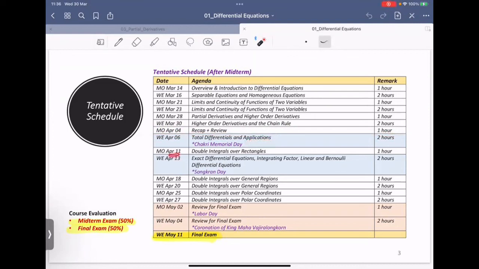And then when we come back the following Monday, which is going to be April 11, it's going to be Songkran week, but we have Monday and Tuesday as regular days, not holidays. So we're going to learn a little bit on integrals, and then we come back after Songkran with 4 more classes on double integrals, and that's all.